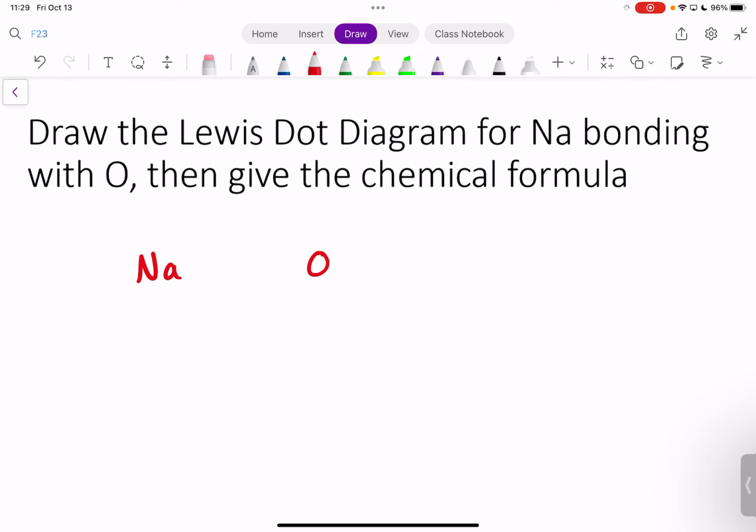Na with a dot, right? Why does Na only have 1 dot? It's got 1 valence electron. Because it's in group 1A, right? 1 valence electron. What about for oxygen?